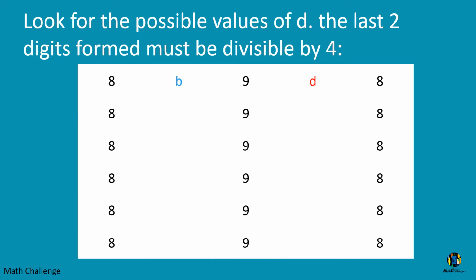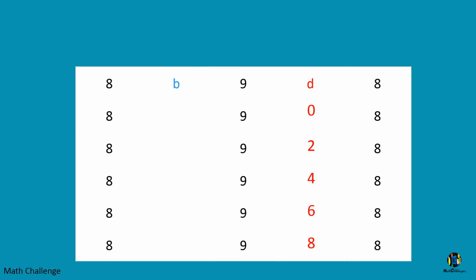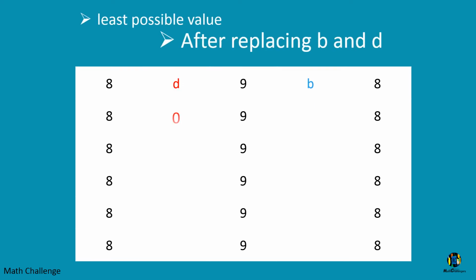The last two digits formed that are divisible by 4 are 8, 28, 48, 68 and 88. Since the problem is asking for the number formed in its least possible value after replacing B and D with the appropriate digits, we only have to consider the least possible value of D, that is 0.